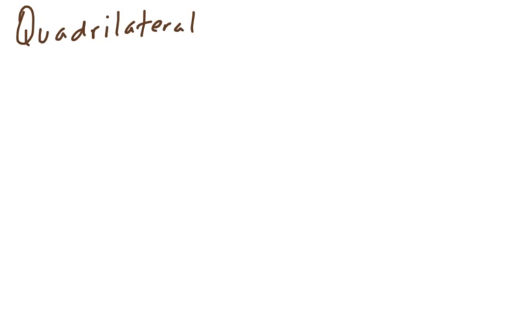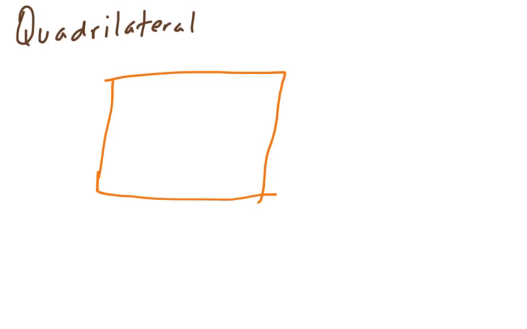Our next type is going to be a quadrilateral. Quadrilateral means that it has four sides, and there are the four vertices, right here, and right there. Alright, so let's continue.